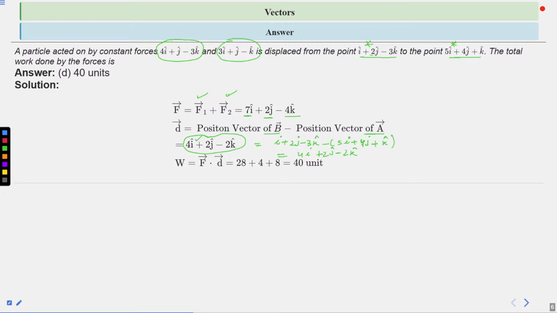Now what is the formula of work done? That is force dot displacement. So the value of force is this one and the value of displacement is this one. So take the dot product. So 7 into 4, 7 fours are 28, yes or no? Or 2 into 4, 2 fours are 8. So minus minus plus. So it becomes 28 plus 4 plus 8 is equal to what? 40 units. So D option is correct.